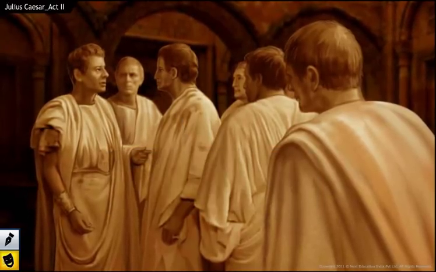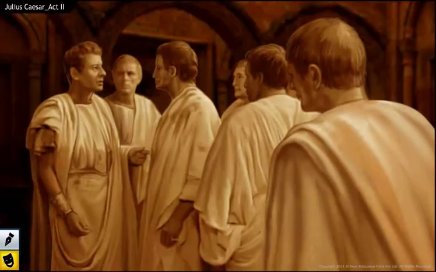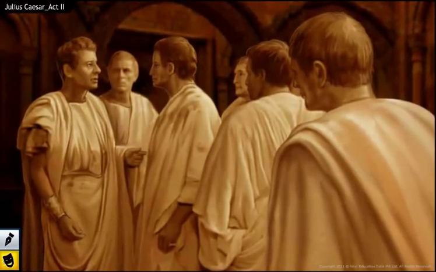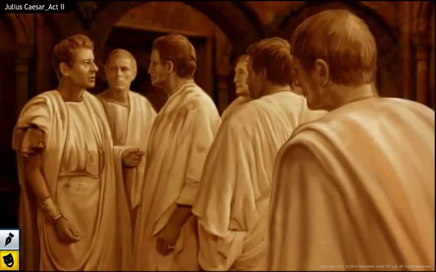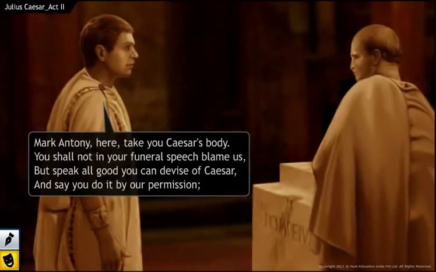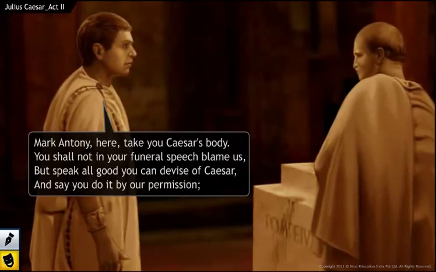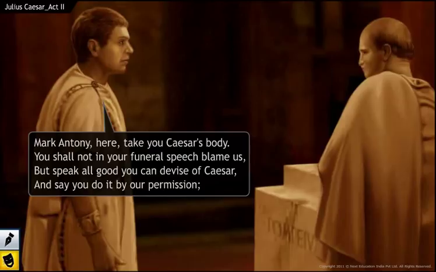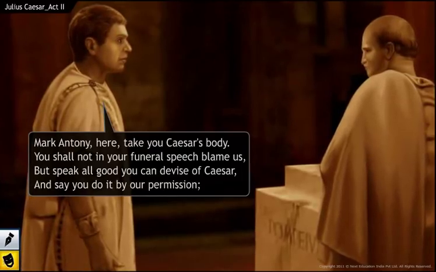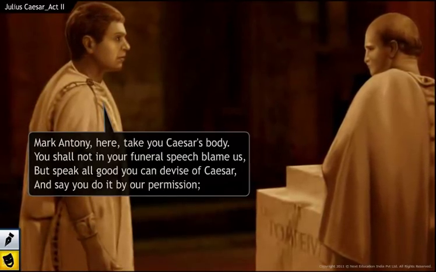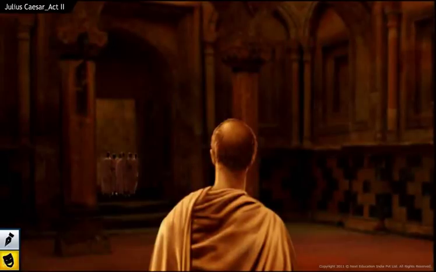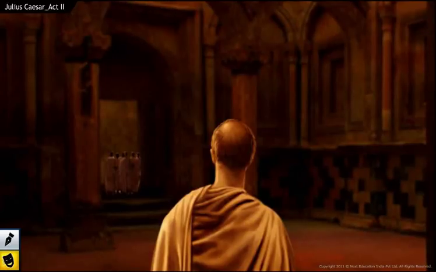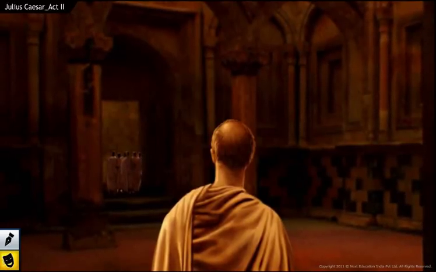In doing so, Brutus believes that people will admire his magnanimity for allowing Antony, Caesar's friend, to take part in the funeral. Cassius remains displeased with the idea, but Brutus allows Antony to take Caesar's body and instructs him not to blame them in his speech. After this, everyone departs and only Antony is left behind with Caesar's body.